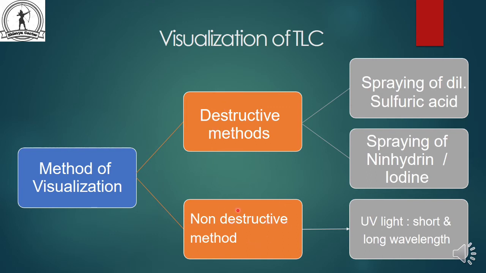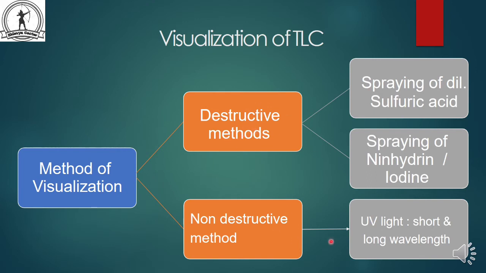Non-destructive means a TLC plate, once visualized, can be visualized again later, and the spots remain. In this, we can use a UV light source. We use UV short and long wavelengths. This is called a UV chamber. And there are some spots that are invisible, and they are also not UV active, so we have to make them visible.